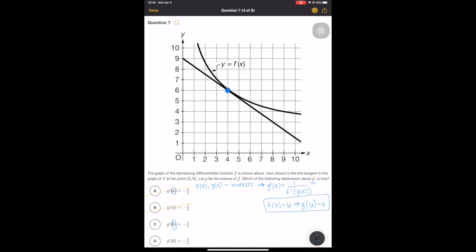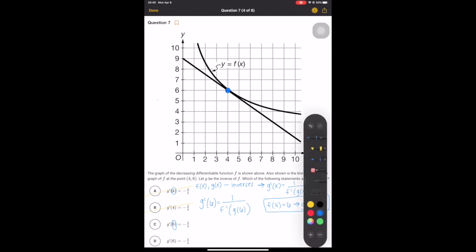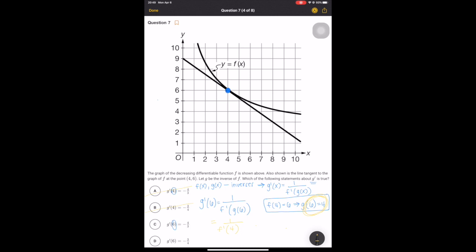Let's check for g prime of 6. We have g prime of 6 would be 1 over f prime of g of 6. Well, this one's more useful because guess what? We know that g of 6 is 4. So we have 1 over f prime of g of 6, which is 4, so f prime of 4. And from the table and the graph, we can see that f prime of 4 is 6. Psych, f prime of 4 is not 6.